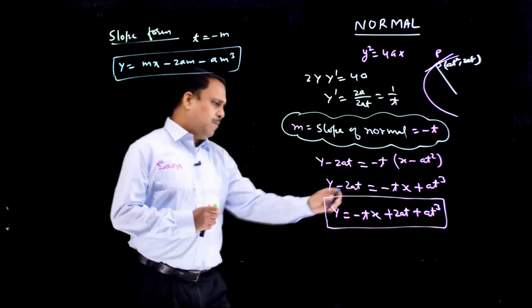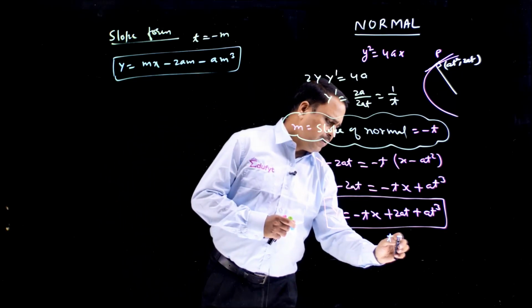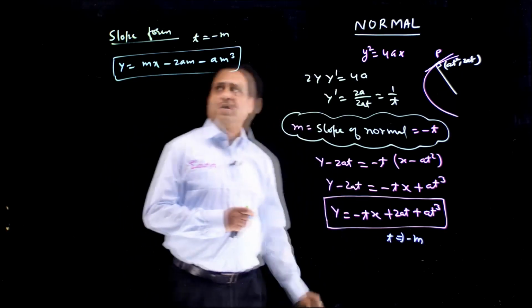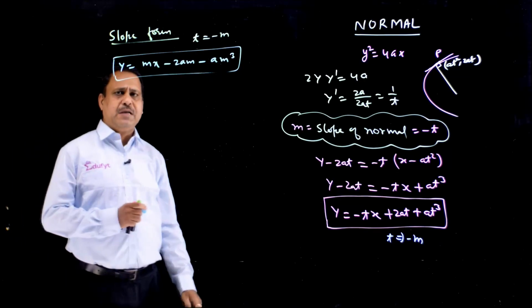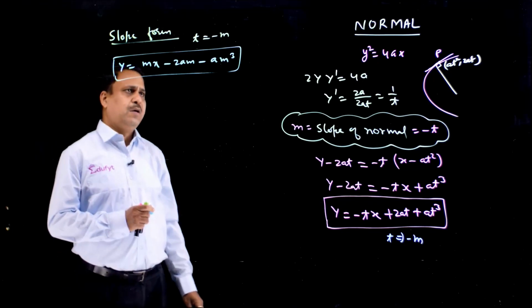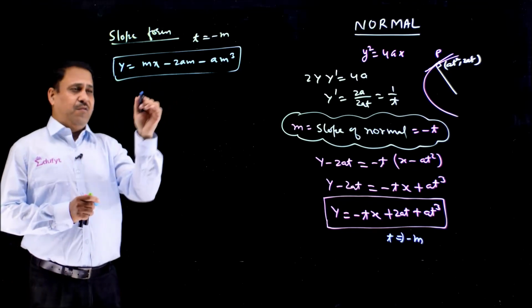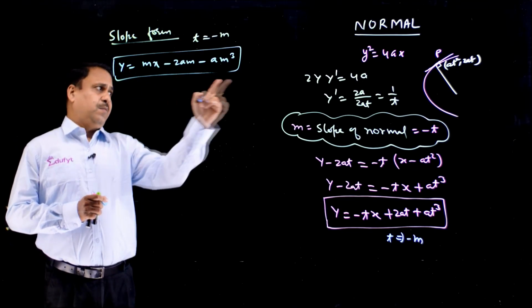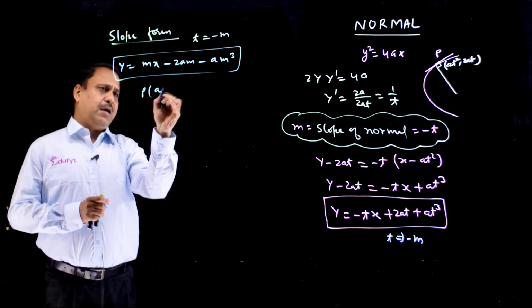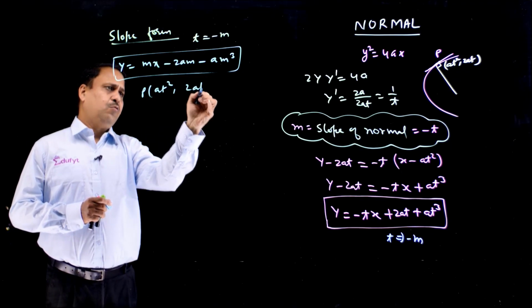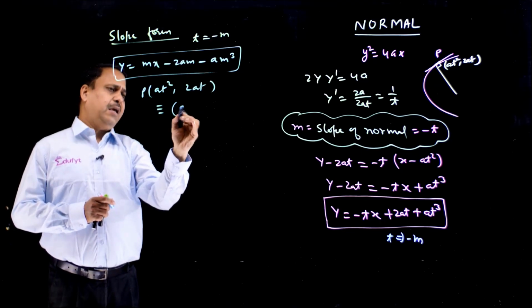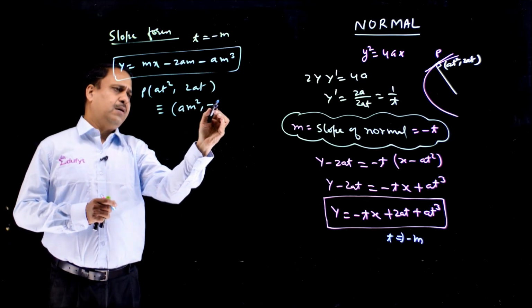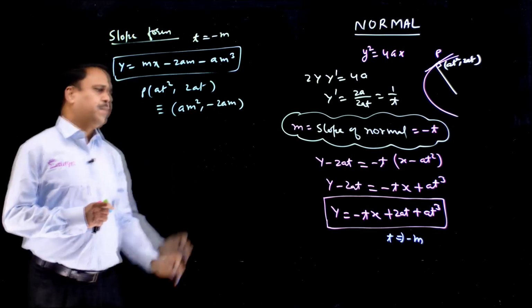What have we done? I am replacing t with minus m. So if the slope of the normal is known, I can calculate the equation of the normal in this form: y is equal to mx minus 2am minus am cube. In slope form, the foot of the normal C, that P point was at square comma 2at. So this is the same as, replacing t with minus m, am square comma minus 2am.